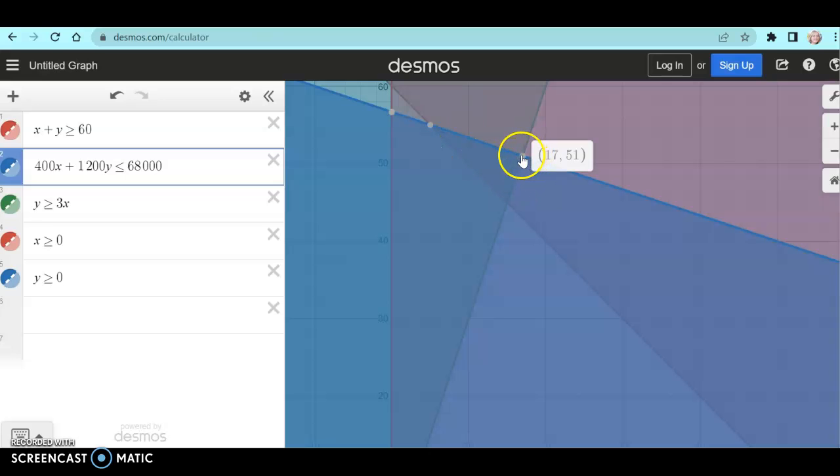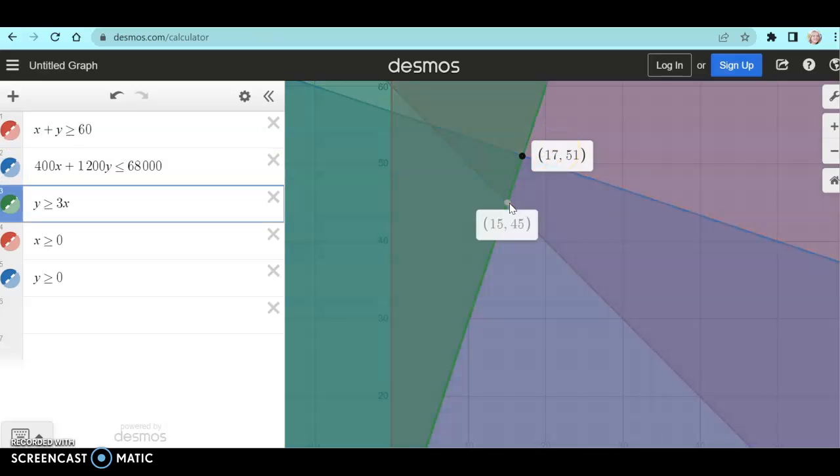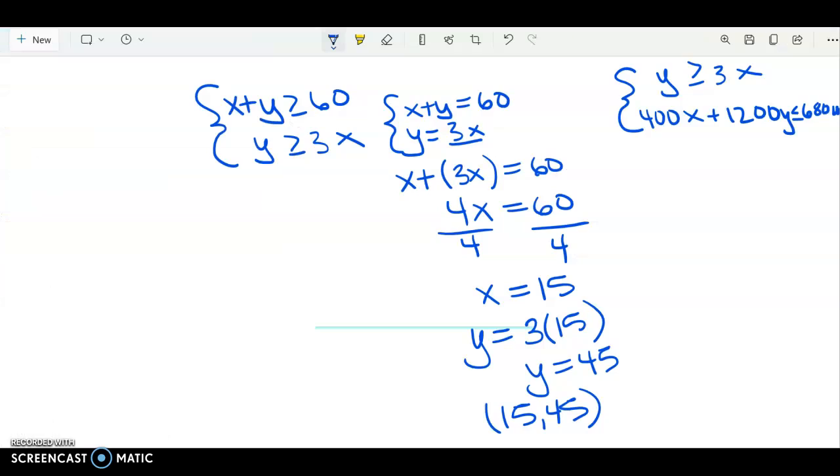So that one, and also, oh, you even have the answer, so you know what the correct answer should be. And this one, there we go, (15, 45). So you can use this to help check and make sure you solved it algebraically correctly. Then you're going to get your 3 points, and you need to check your 3 points. So (15, 45) should be one of them. I believe it was (17, 51), and I can't remember the other one, maybe (5, 55).